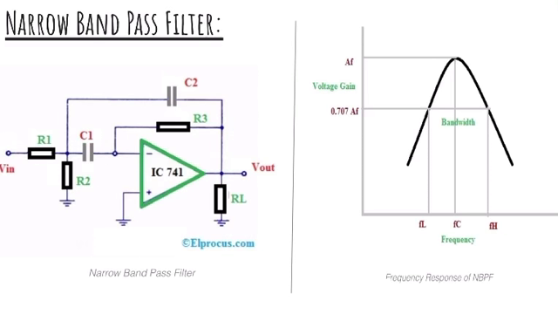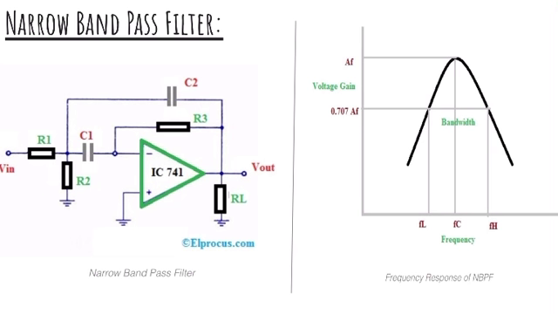Next, we have the narrow bandpass filter. Generally, a narrow bandpass filter is used with multiple feedback. So this bandpass filter using an operational amplifier is shown here. The main feature is the 741 IC. So here we are using the 741 IC for the narrow bandpass filter.